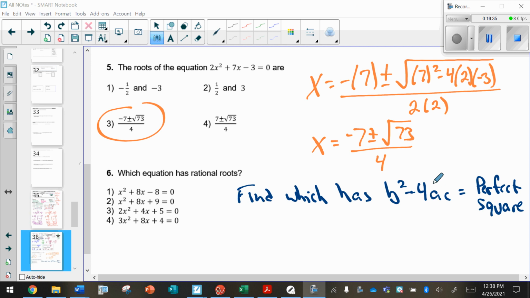So if I do this for number 1, I would get a discriminant of 96. So that is not a perfect square. That would be an irrational root. If I did it for the second one, I would get radical 28. That is not a perfect square. That would be irrational roots. For the third one, when I do that, I get a negative number. That's going to end up imaginary. And then for the last one, we get radical 16. That is a perfect square. That one will have rational roots.